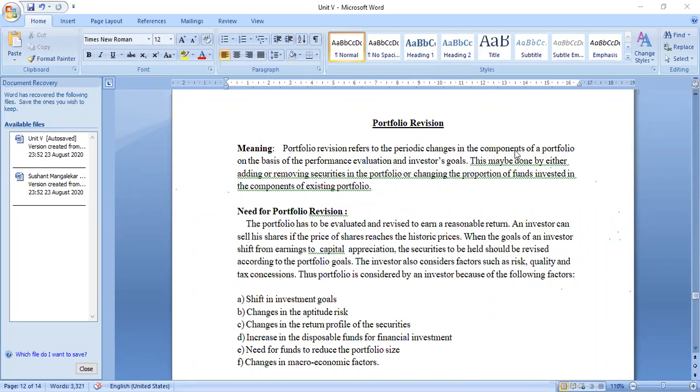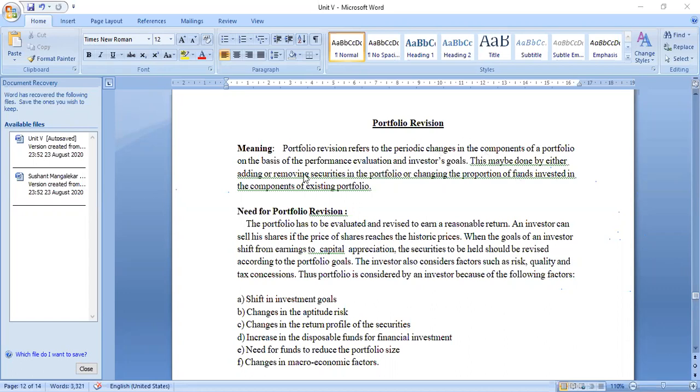Now what do we mean by components here? Components are the various individual securities. Either we are going to remove one from the portfolio or we are adding some other new security into our portfolio. So that is a periodic change in the components of the portfolio on the basis of performance evaluation.